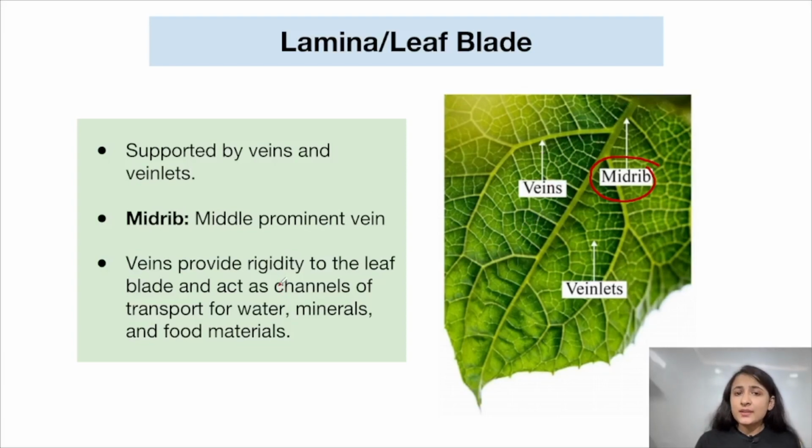So what do these veins do? They provide rigidity to the leaf. They provide stability to this leaf blade. They act as channels. These veins contain the vascular tissue, xylem and phloem. So they act as channels for the transport of water, minerals and food materials through these vascular tissues. All right.